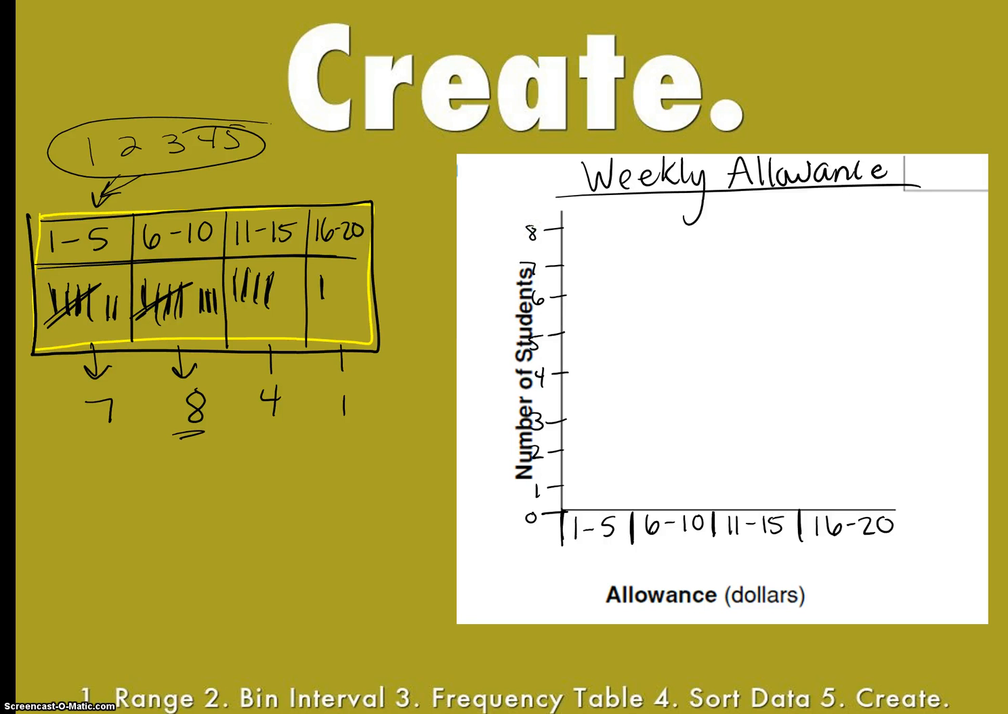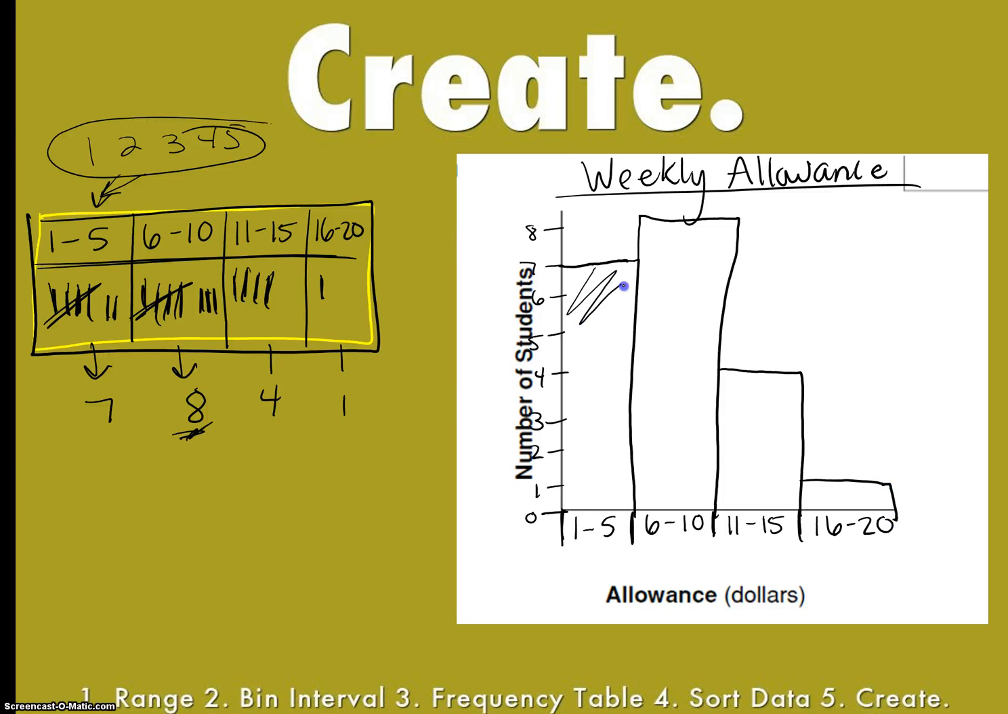And you want to make it as large as possible. So for 1 through 5, we go up to 7. And this is where a straight edge comes in handy. You can freehand it like me. And then 6 through 10, I have 8, so I go up to 8, and your bars need to touch. 11 through 15, I have 4. 16 through 20, I only have 1.